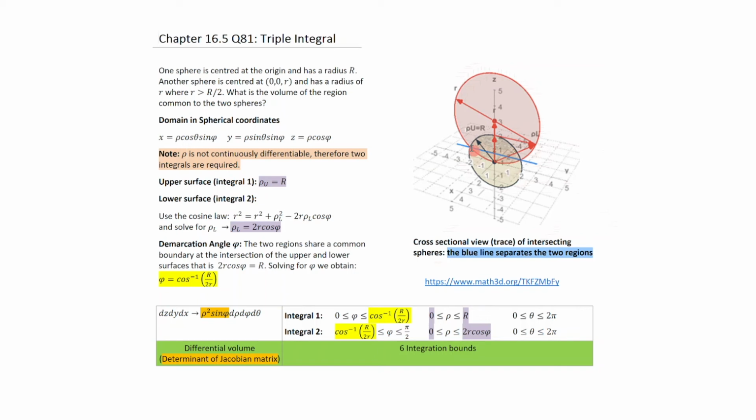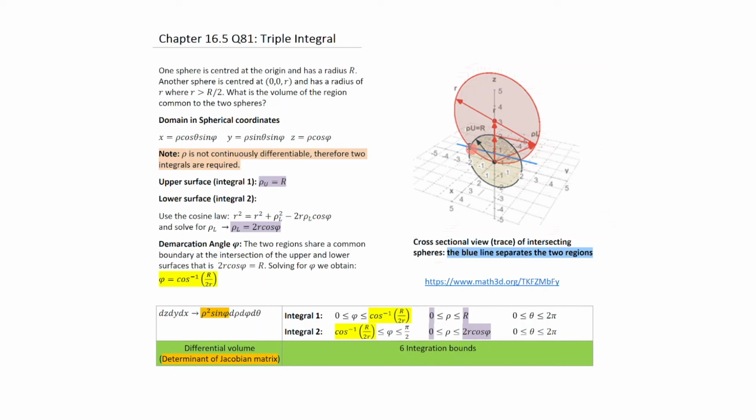We make use of the transformations that allow us to express x, y, and z in terms of rho, theta, and phi. Now, in this problem, there's a bit of a problem because remember the rules for integration: we have to make sure that the boundaries are continuously differentiable. But if you look at rho here, rho would point to this contour as well as this contour. This contour is smooth, but the moment you reach this point, suddenly the direction changes. So at this point and this point, there's a discontinuity as far as the derivative is concerned.